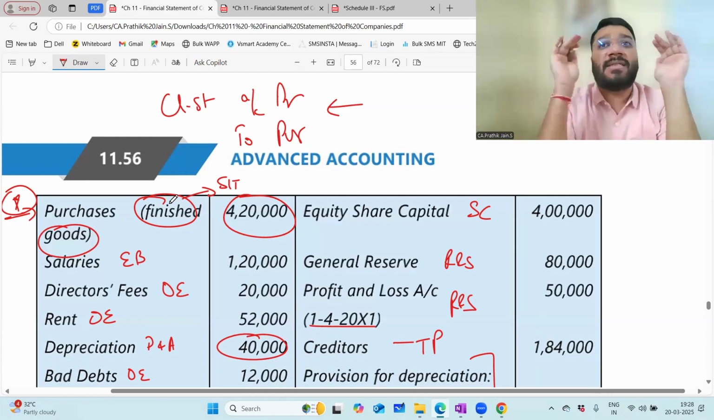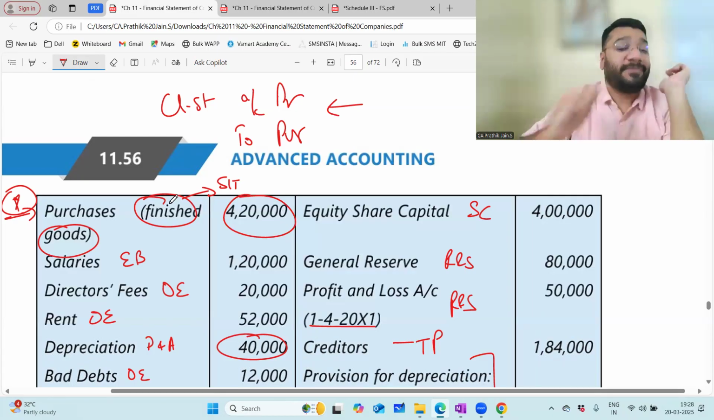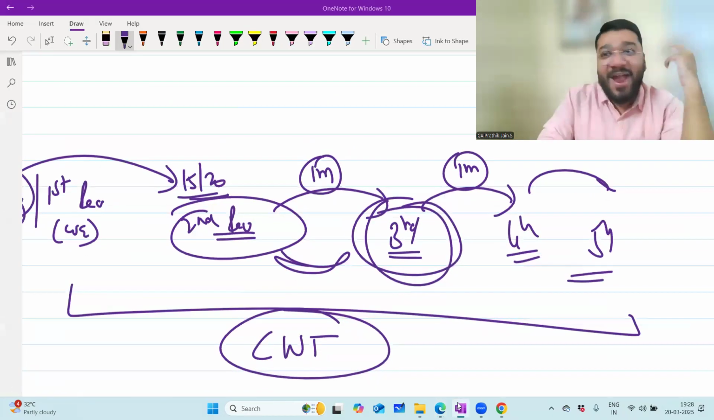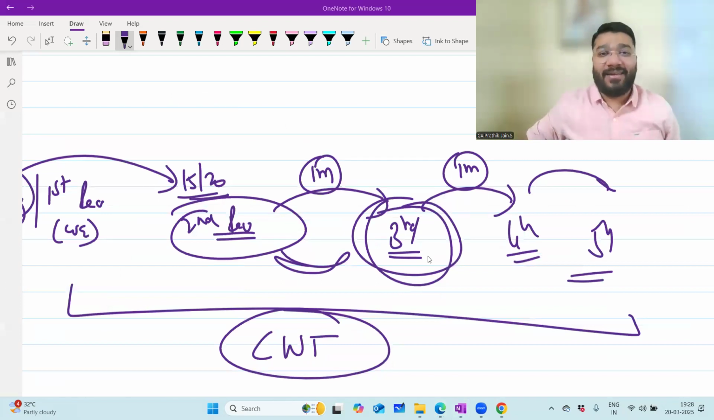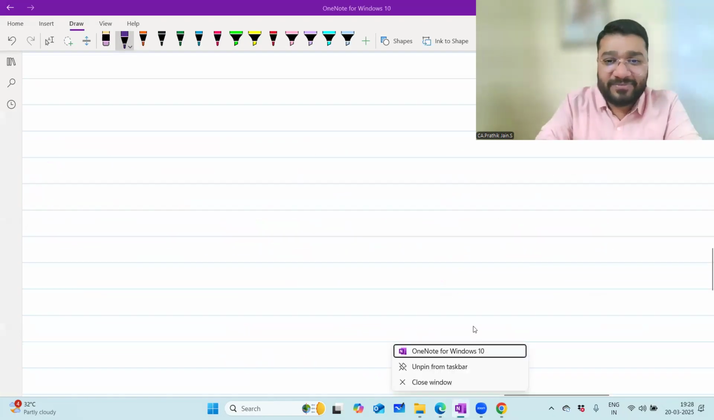So purchases is reduced, no? To reverse, we have to add back. How will you do this? Tell me. You said add back. No, no, tell me. Add back. Now, say the opposite. Add closing.